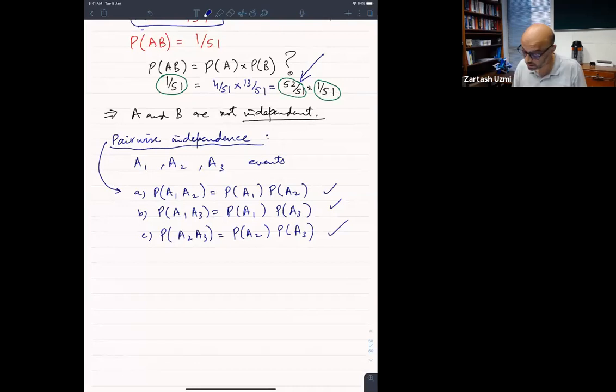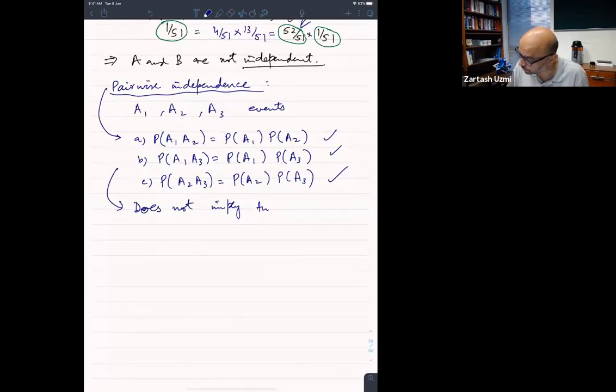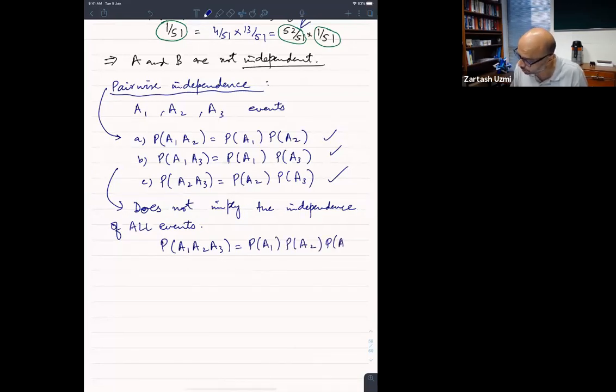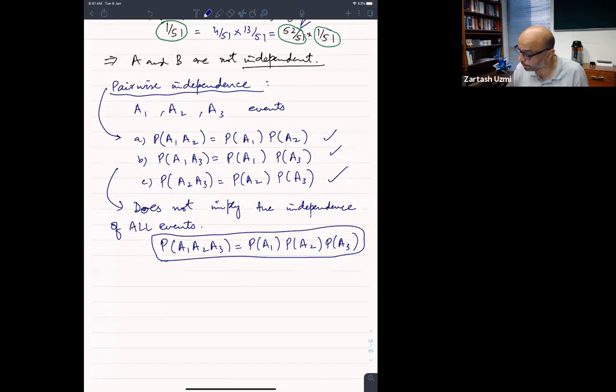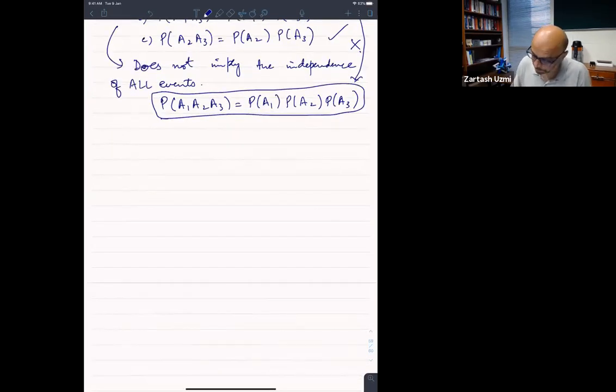This does not mean that A1, A2, A3 are independent together. That may be possible, but it does not imply the independence of all events. All events are independent if the probability of A1, A2, A3 together is equal to probability of A1 times probability of A2 times probability of A3. If you have this, then all three events are independent of each other. But pairwise independence does not imply this. Okay, we'll have an example here.